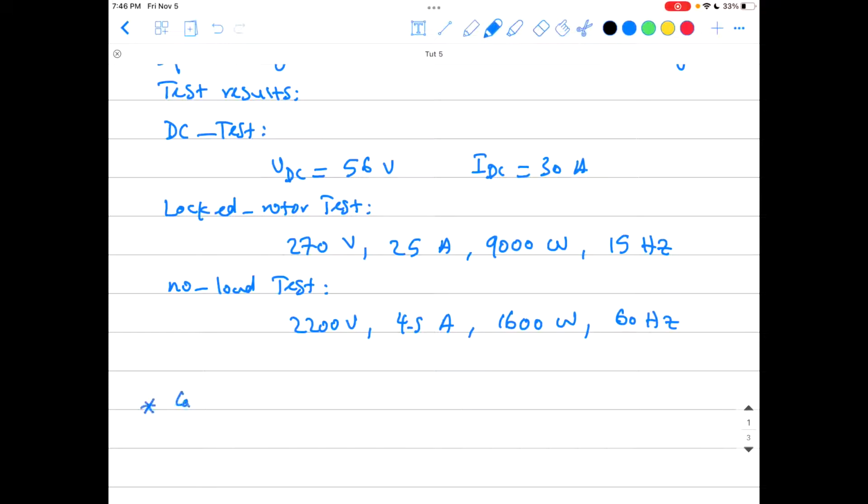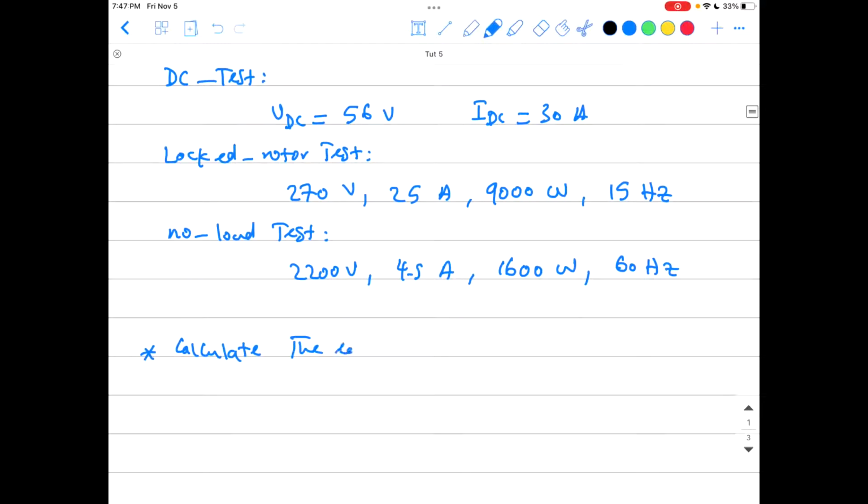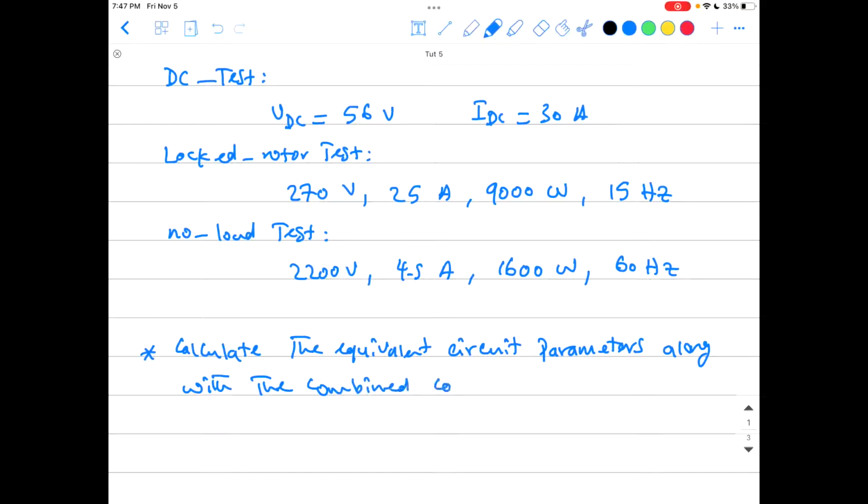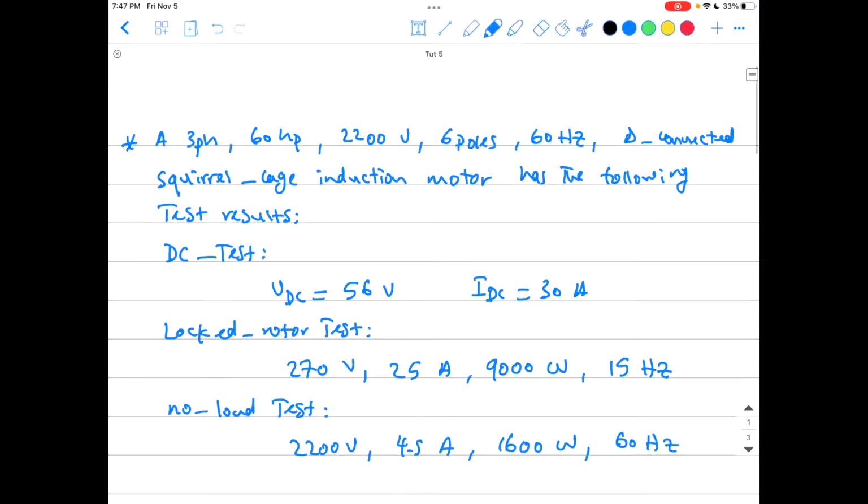And it wants you to calculate the equivalent circuit parameters along with the combined core and rotational losses. Okay, so here is the data you find for this machine.